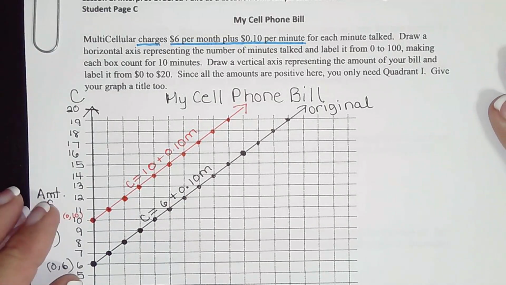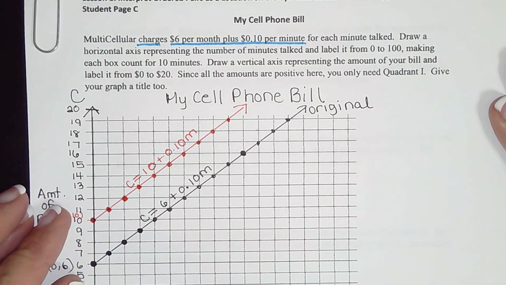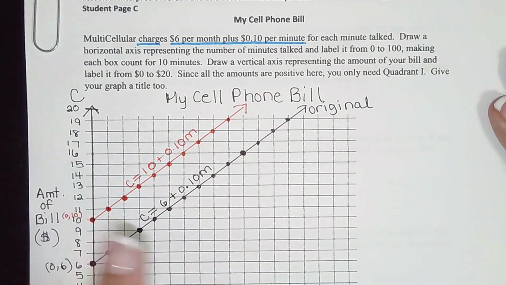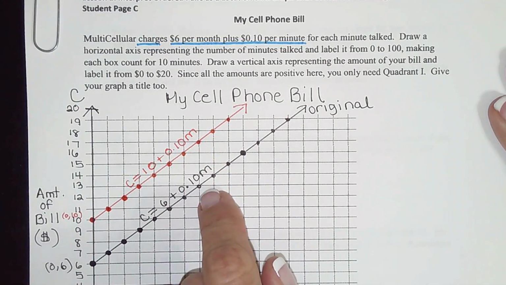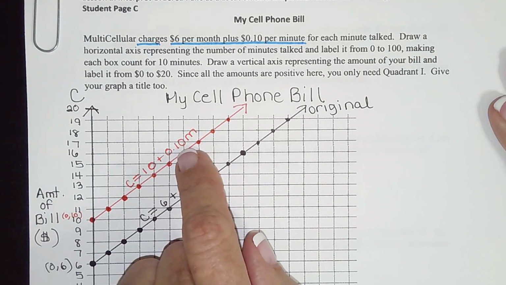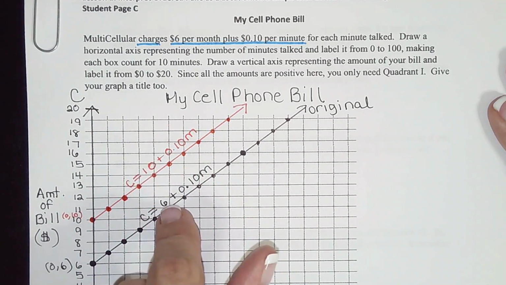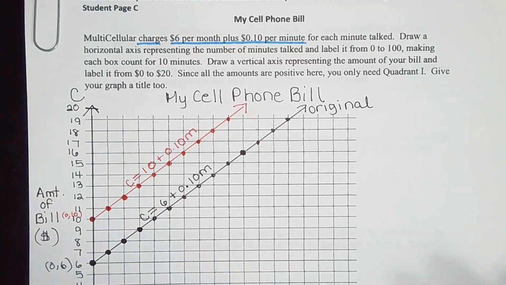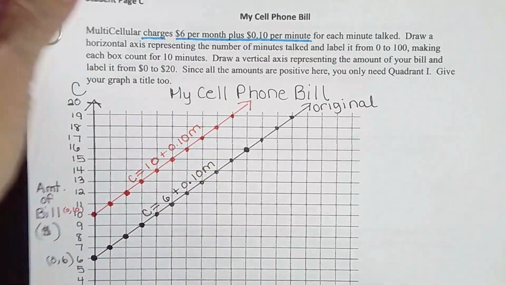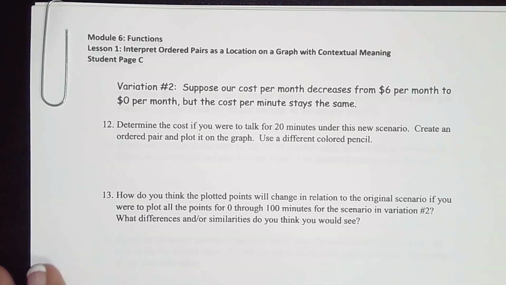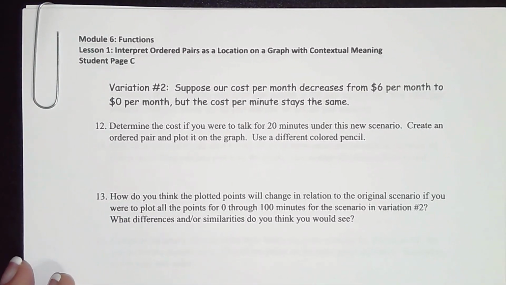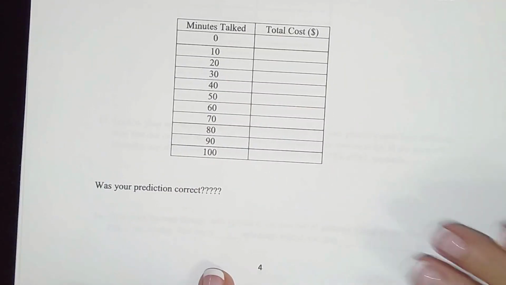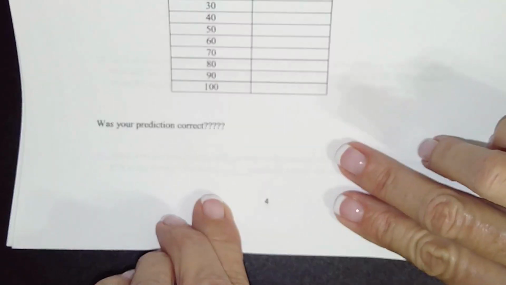So we're going to do 3 more variations. So hopefully you have 3 more colors, and we're going to compare how the slope is changing. Remember, the slope is the rate of change. How fast is it changing, by 10 cents per minute? And then I think we have another one with a y-intercept change as well. So we still need this page out, but next we will be going to, like I said, Module 6, Lesson 1, Student Page C, page 4. Okay.